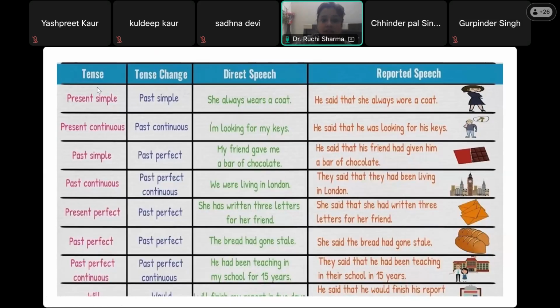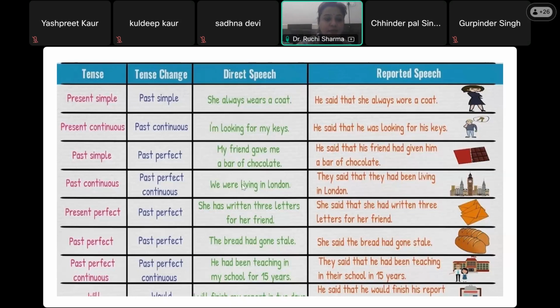Now here is another segment where you have a list of sentences. Do you want to practice right now? Let's look at some examples. Read out a sentence that is in present perfect tense. Present perfect example: She has written 3 letters for her friend. It is converted to past perfect: She said that she had written 3 letters for her friend. Nice. Next.